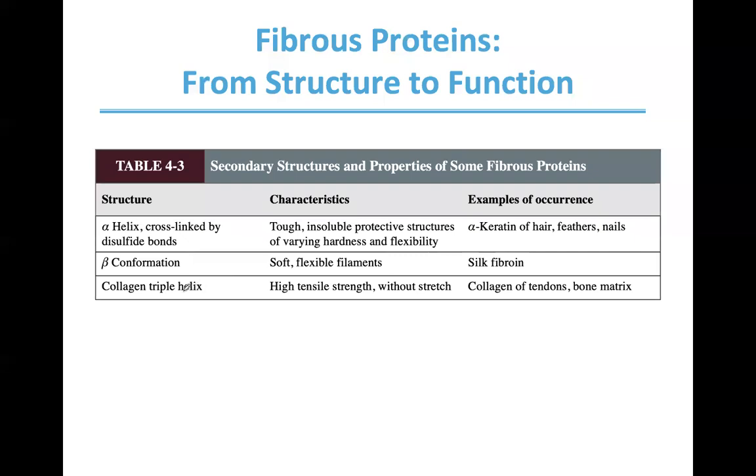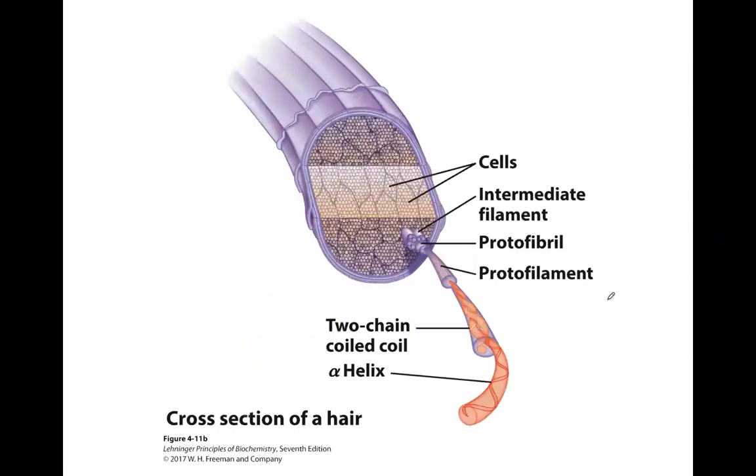And we'll talk about collagen triple helix. So this is a type of secondary structure we haven't seen before, but shares a lot of common features with the alpha helices that we've talked about. And so this is collagen. So here, tendon, bone matrix, right? Basically all the connective tissue in the body. So we'll start with the keratin.